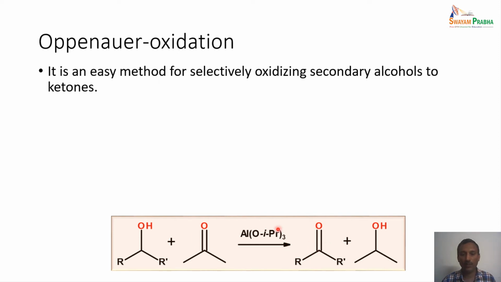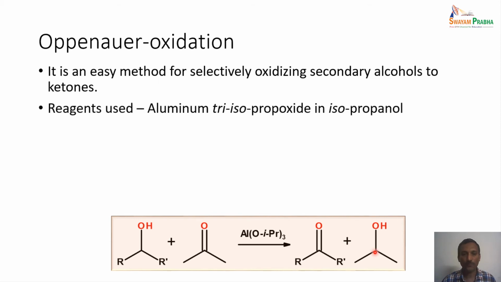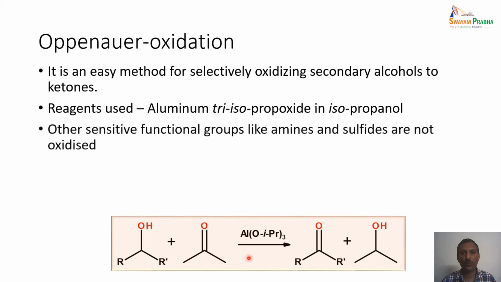The acetone is converted to isopropanol. So the reagent used mainly is aluminium triisopropoxide in isopropanol solvent, and acetone is also used as a secondary substrate. In this particular case, other sensitive functional groups like amines and sulfides are not at all oxidized. So this is a very selective oxidation of secondary alcohols to ketone.